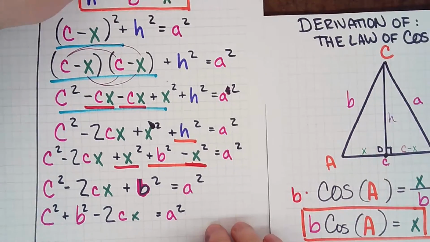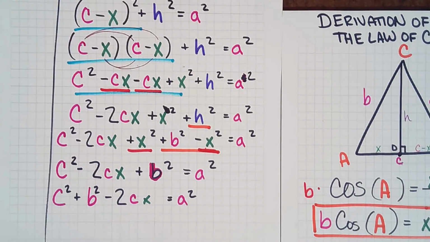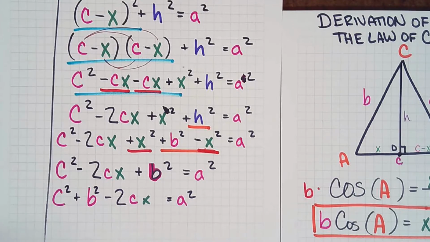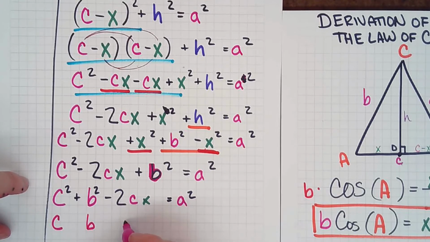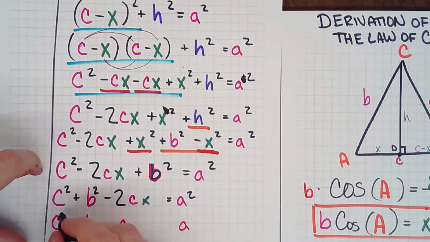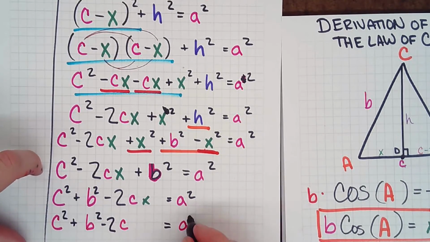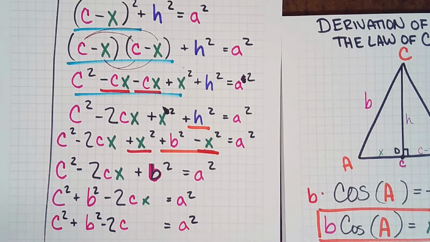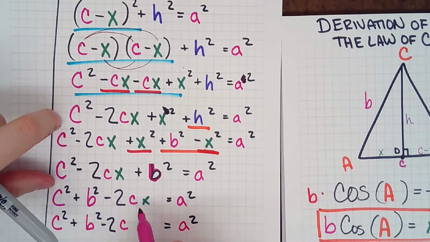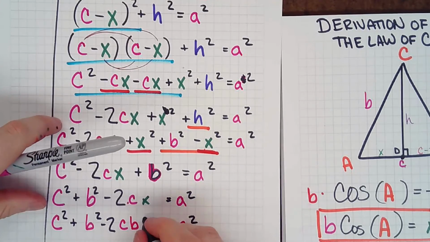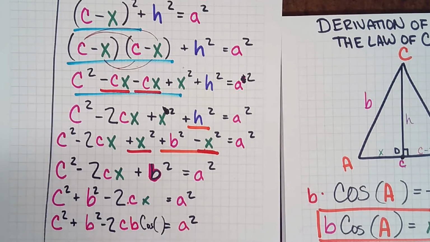Let's scoot this over just a little, give myself a little more room. All right, so I'm going to plug this in for x. I'm going to keep the c squared, the b squared, and the c, and it's all going to equal a squared. So let's use our black marker now: minus 2c, and instead of that x, I'm going to plug in b times the cosine of a. Well, this is c times x, so it's c times b times the cosine of a when I switch it out. Squeeze that a in there.